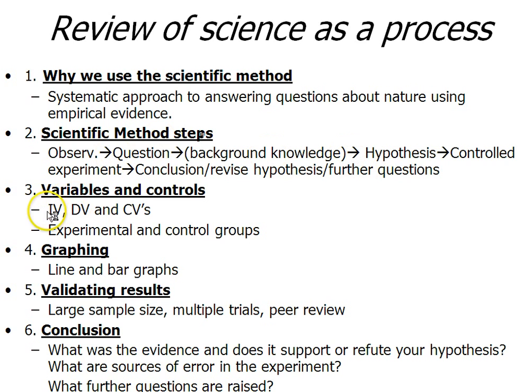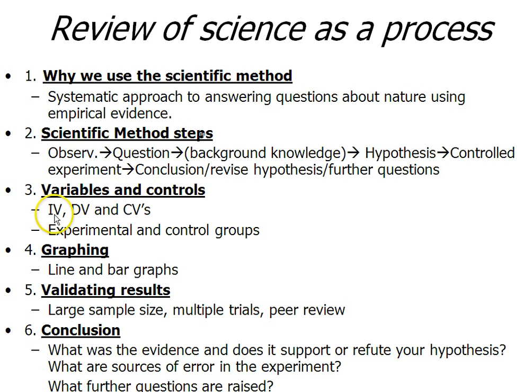Remember, we have three variables. Independent variable is the variable the researcher changes to test a hypothesis. If we're doing a plant experiment and trying to figure out what wavelength of light works best for plant growth, then what we're changing is the type of light, and that would be the independent variable.